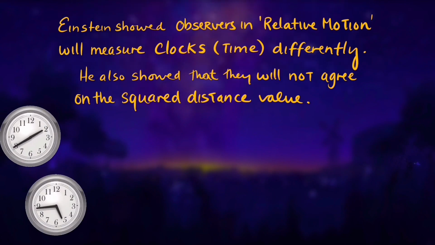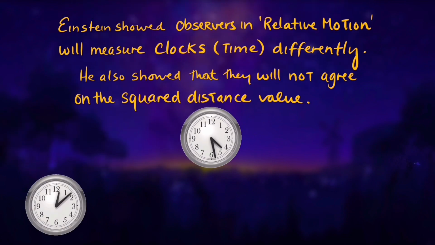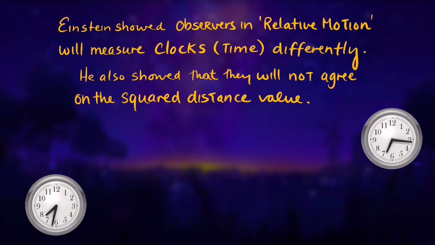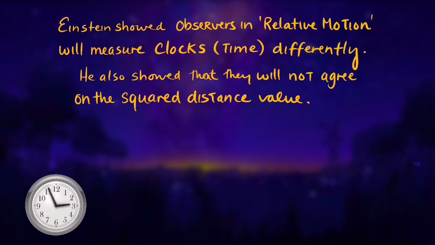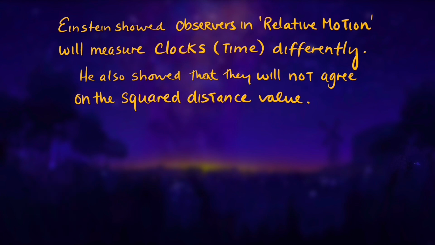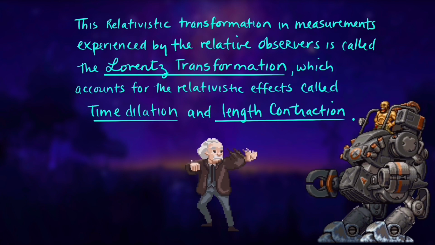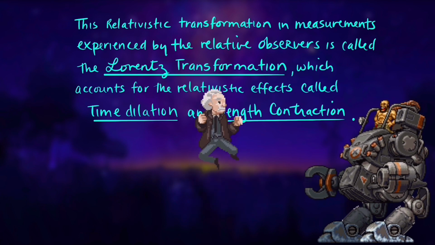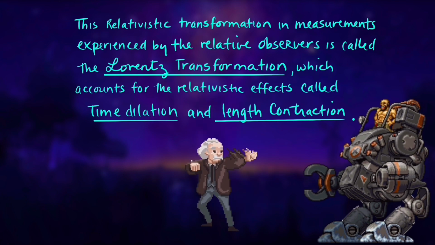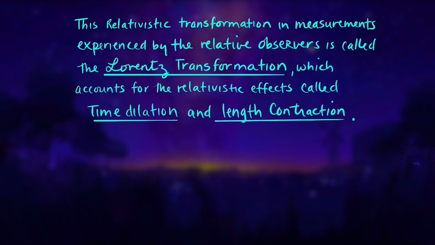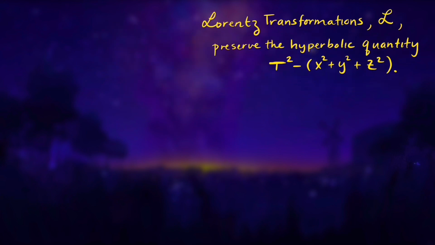However, Einstein showed us that observers in relative motion will measure clocks or time differently. He also showed that they will not agree on the squared distance value between 2 points, one from an observer at rest and the other in motion. And this type of relativistic transformation in measurements experienced by the relative observers is called a Lorentz transformation, and it accounts for the relativistic effects called time dilation and length contraction.